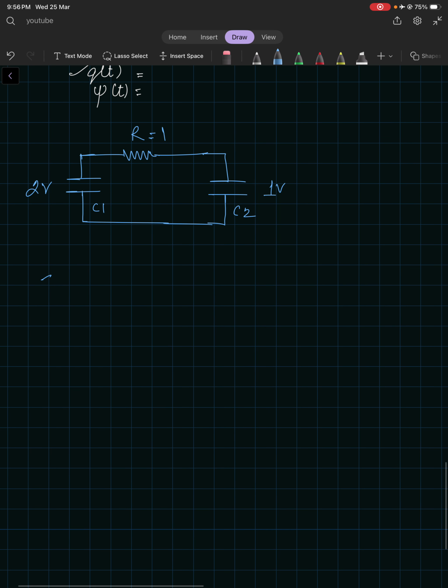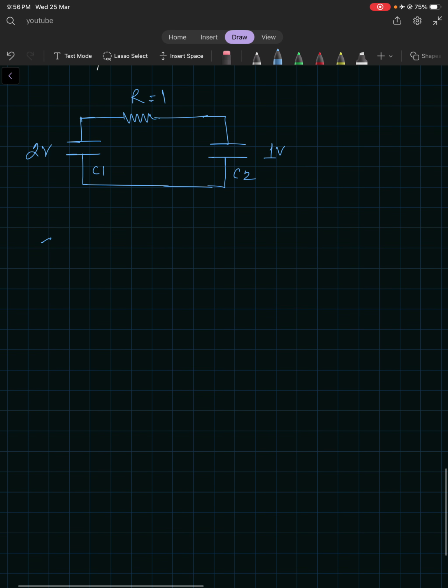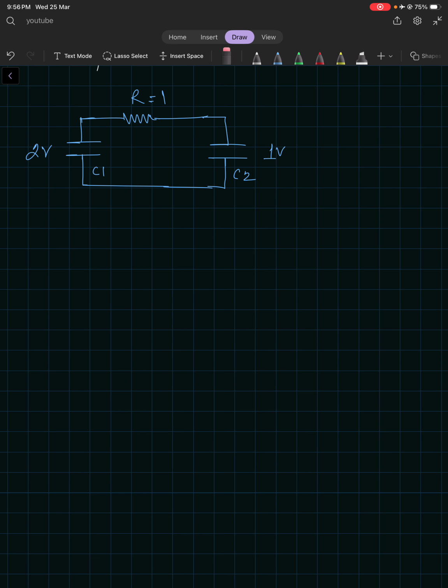What is the time constant? How do we calculate it? In the previous lecture I mentioned that it is R equivalent into C equivalent. What is R equivalent here? There is a single loop, so R equivalent is simply R. And what is C equivalent? Here the two capacitors are in series, so for series capacitance we find the equivalent capacitance as C1 C2 upon C1 plus C2.